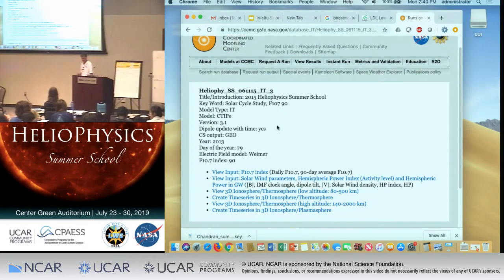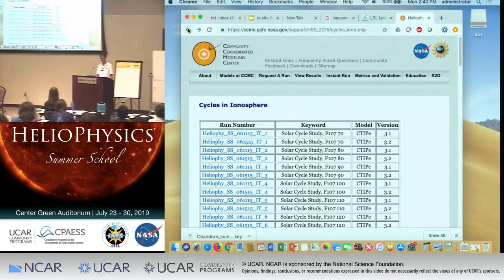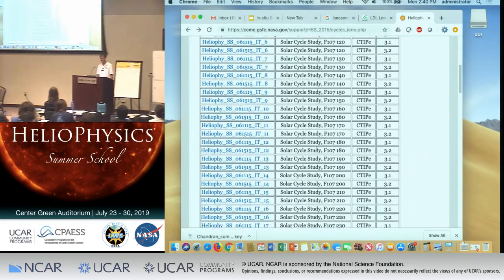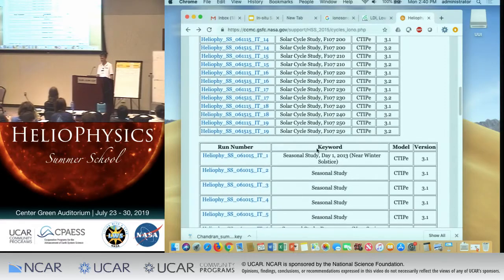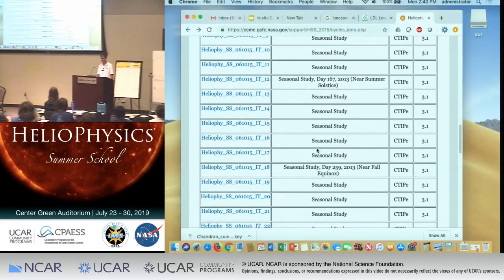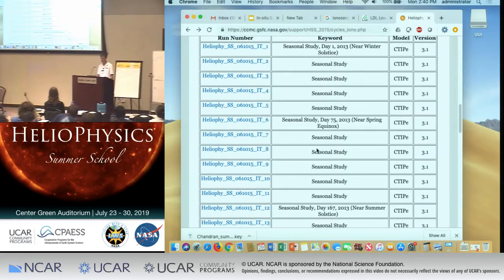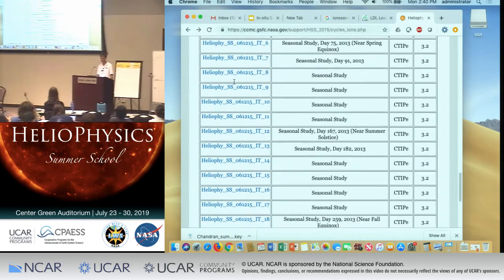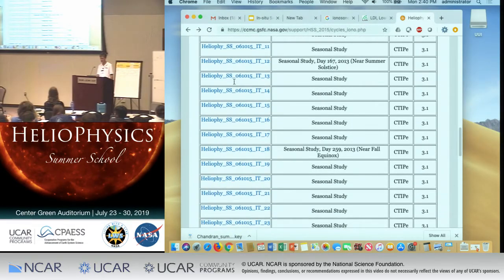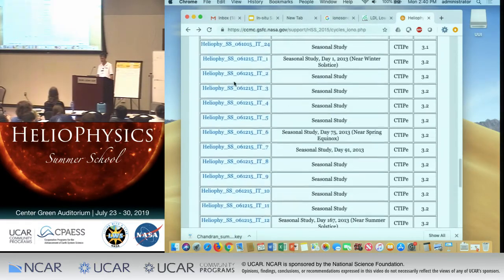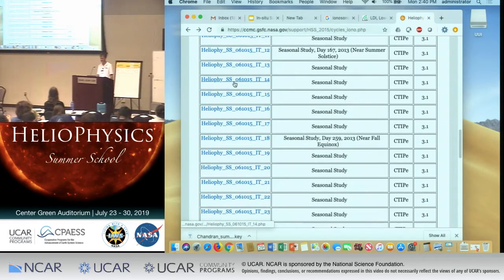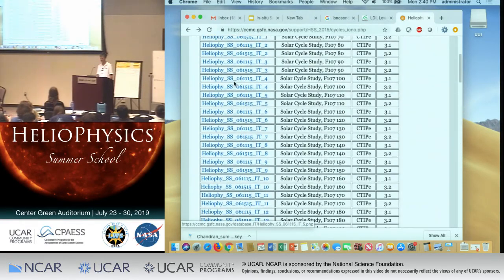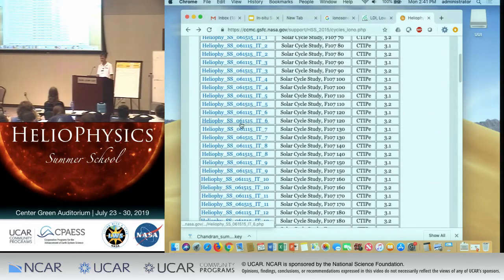Okay, so I just went fishing at the Heliophysics site for some of the model runs. I see that there's a range of F10.7s, some seasonal studies. Oh, I see these are, I don't know. You guys know better already what you're looking at here when you're looking at the seasonal studies. 015, 215, 1215, 1015, I don't understand. I do understand these.